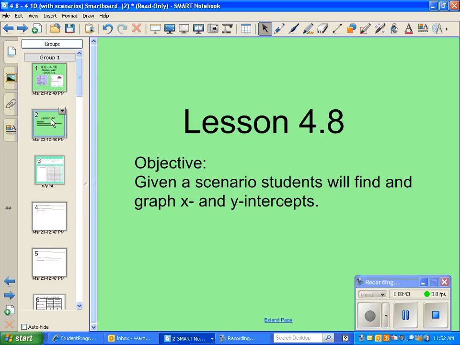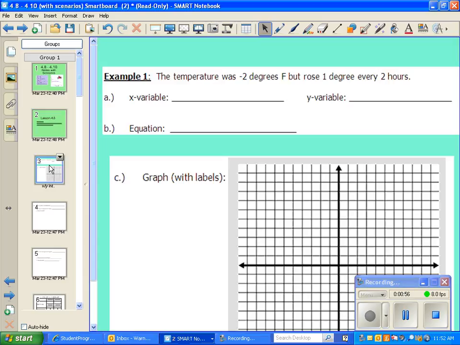Okay, section 4.8. I'm going to be giving you a scenario, and you will be finding the x and y intercepts. All right, first one, example 1. This is going to start off exactly like what you just did on your test. The temperature was -2 degrees Fahrenheit, but it rose 1 degree Fahrenheit every 2 hours. A lot different than the weather we've been having.